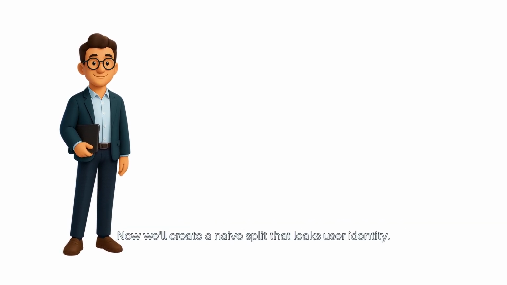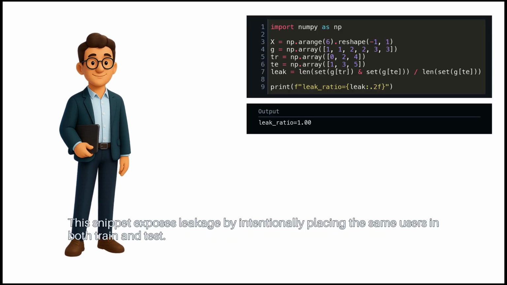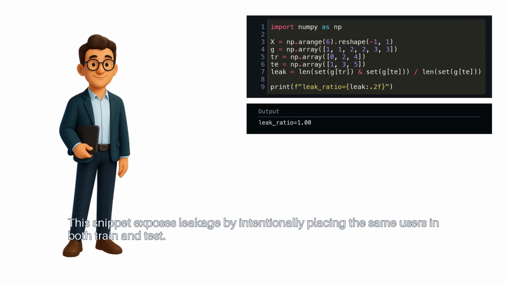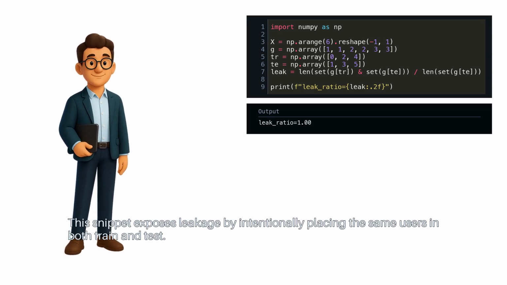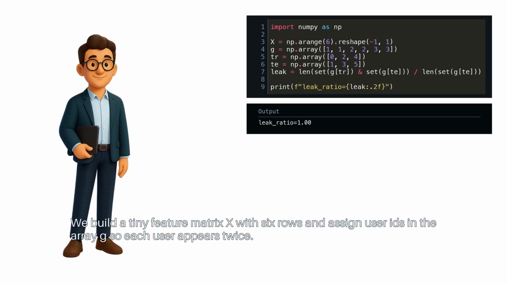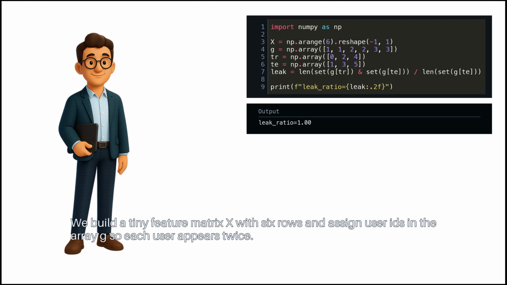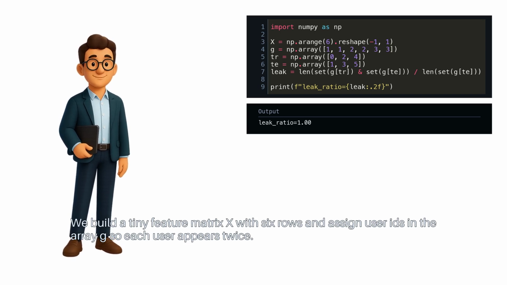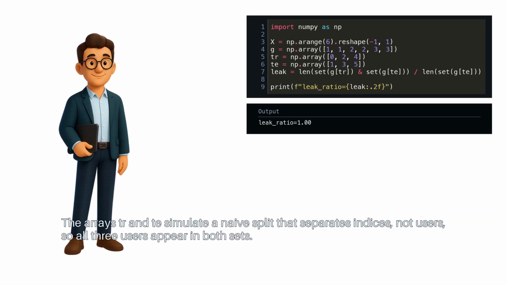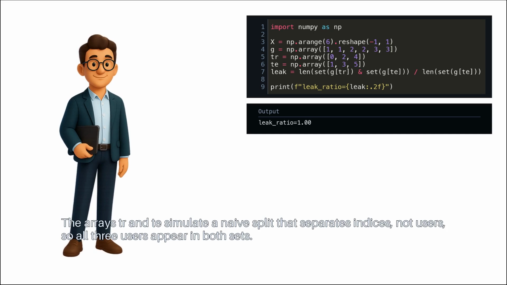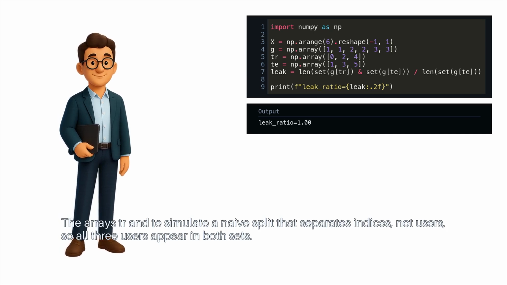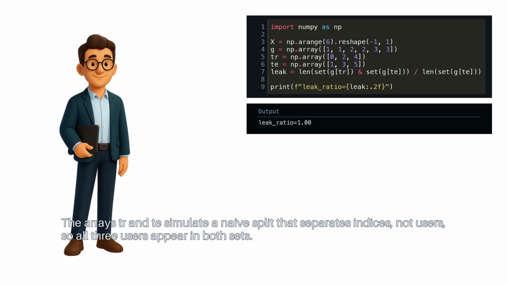Now we'll create a naive split that leaks user identity. This snippet exposes leakage by intentionally placing the same users in both train and test. We build a tiny feature matrix X with 6 rows and assign user IDs in the array G so each user appears twice. The arrays TR and TE simulate a naive split that separates indices, not users, so all 3 users appear in both sets.